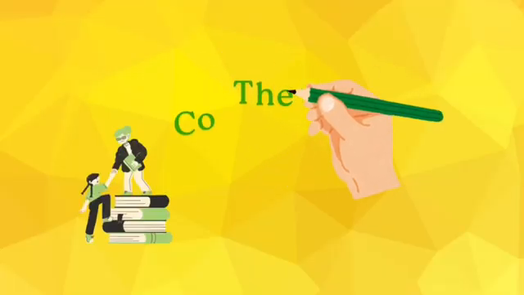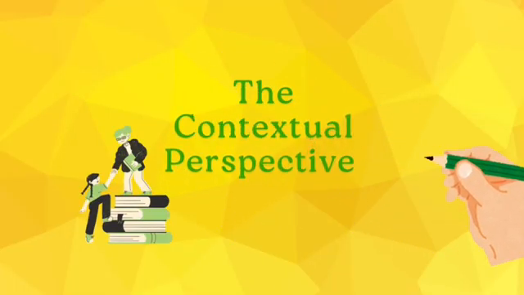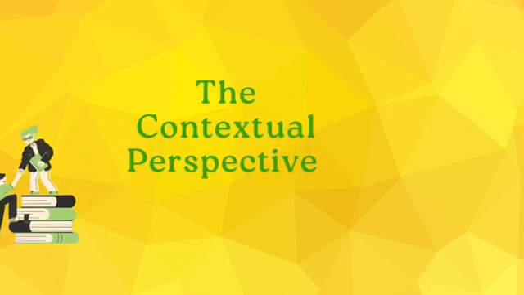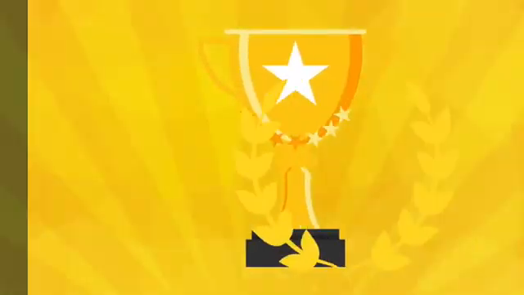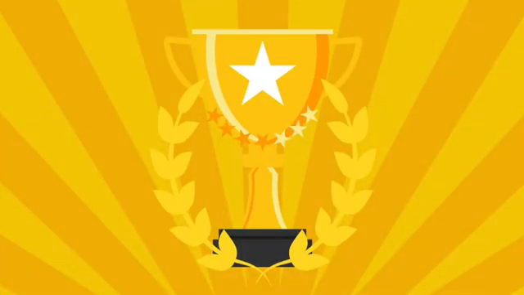The contextual perspectives remind us that learning happens in connection with people and environments. Vygotsky believed that children learn best with help from others in what he called the zone of proximal development, the area between what a child can do alone and what they can do with guidance. Teachers support this by scaffolding, giving just enough help so the learner can succeed and grow.